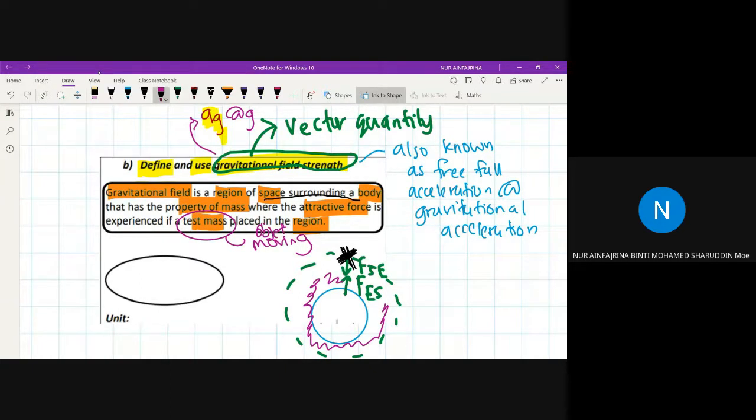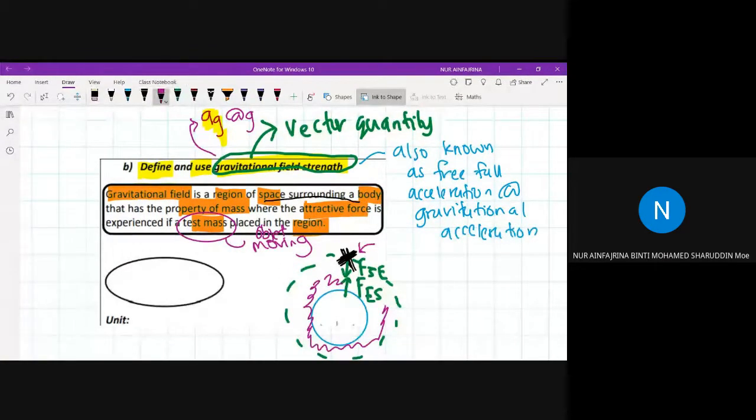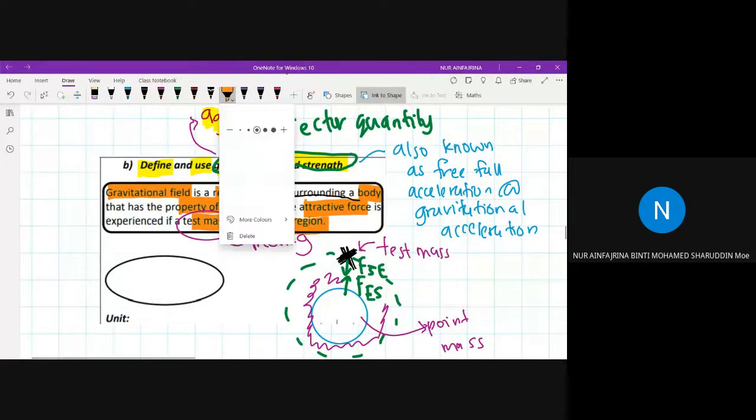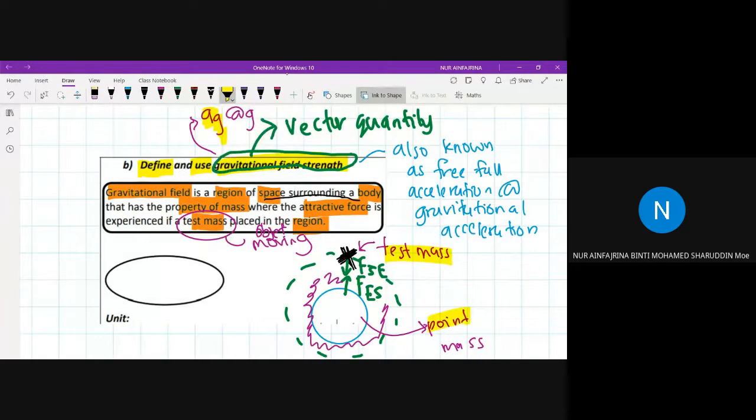So maksudnya contohnya sekarang your satellite is test mass. Sebab apa? Sebab satellite dia akan orbit the Earth. So this is test mass, while this one is point mass. Dia akan stay. Okay, now remember you need to differentiate between point mass and test mass. It is very, very important.